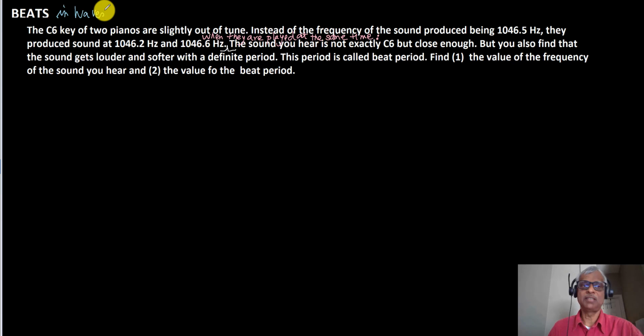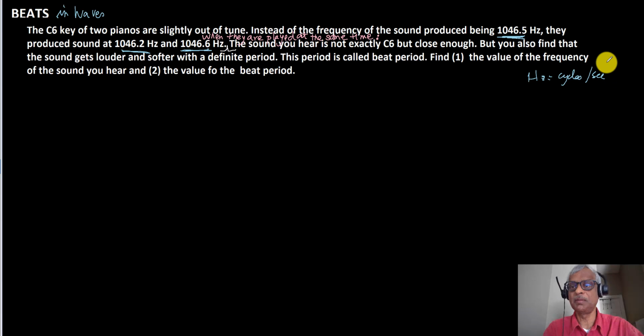We have the same key on two pianos. On the right, all the way to the right, that's the very high pitch key. They're not perfectly tuned, and one is going to be at one frequency and another one at a slightly different one, measured in hertz. Hertz is a unit which is cycles per second.